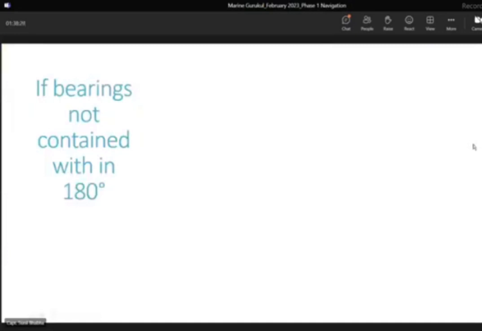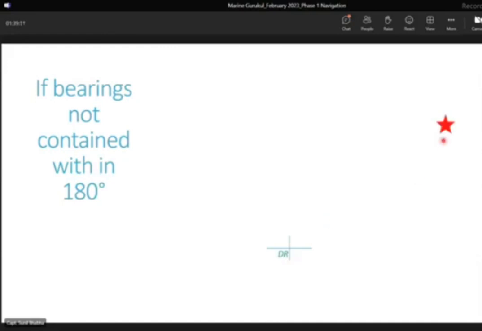Now, once we have identified whether the bearings are contained within 180 degrees or they are stretching outside 180 degrees, we can now start the procedure to resolve the cocked hat. So we are now going to see the first example in which the bearings are not contained within 180 degrees. So in our plot, first of all, we mark the DR position. There are three observations, and for this example, let us assume that all the three observations were taken using the intercept method.